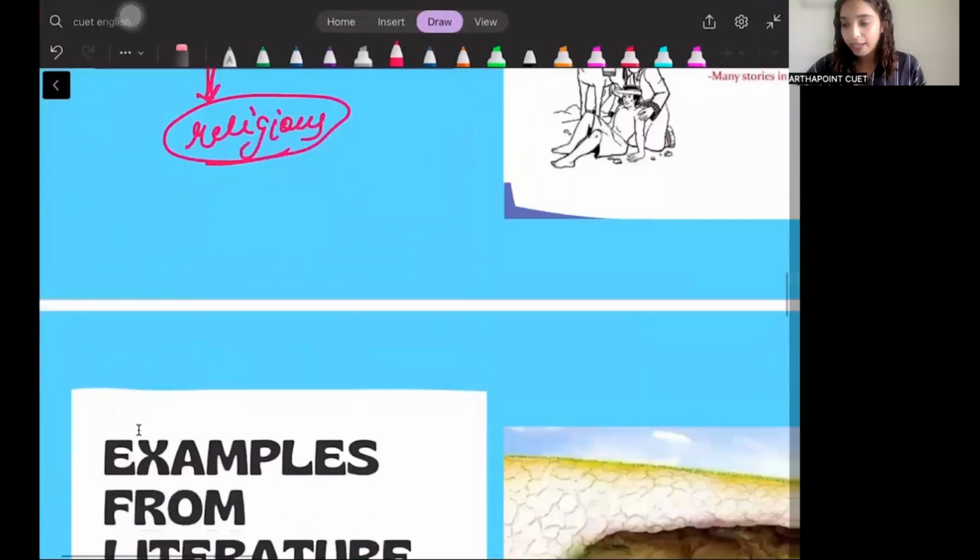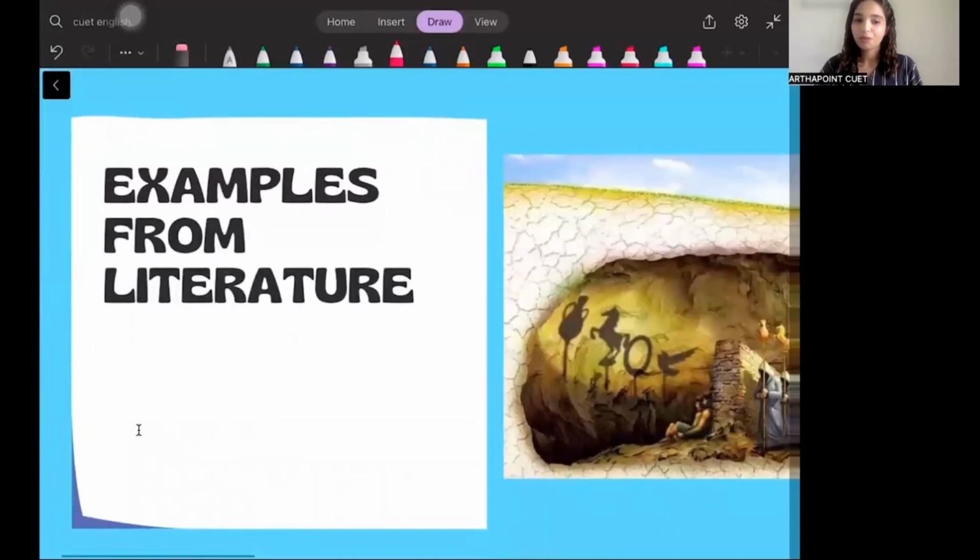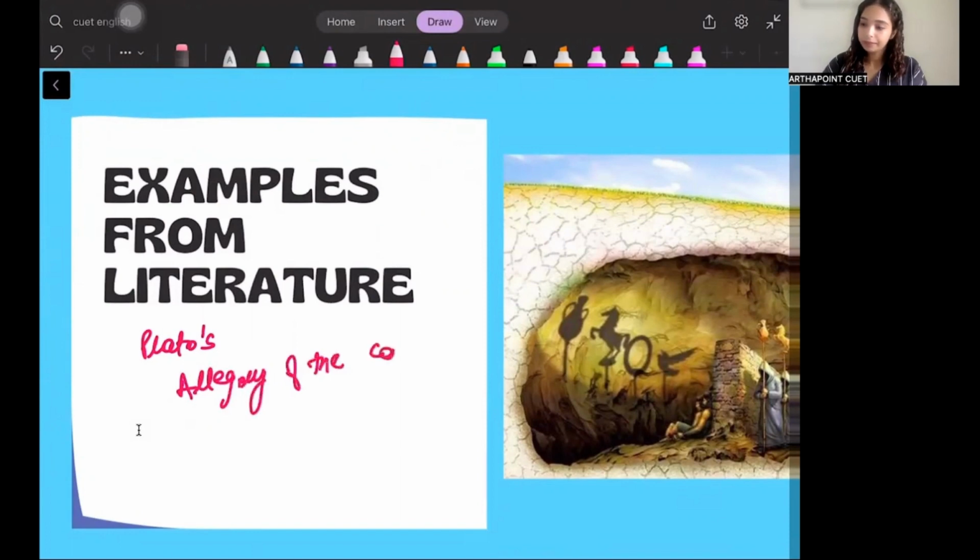Let us move on and look at some other examples from literature. The very first example that we would be looking at is Plato's Allegory of the Cave, right? Plato's Allegory of the Cave is one of the most famous allegories. So even the title says Allegory of the Cave. So you must know how this work is an allegory.